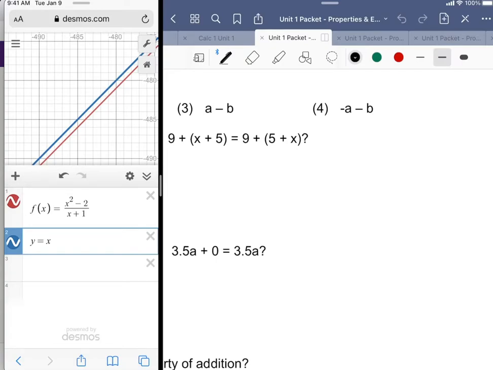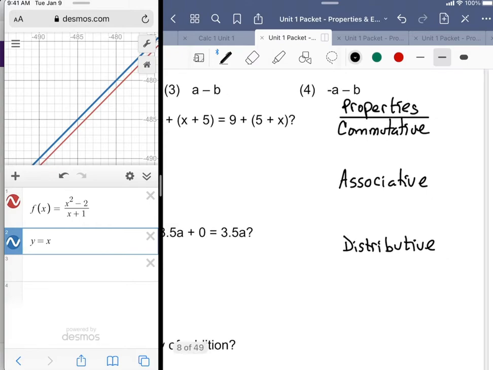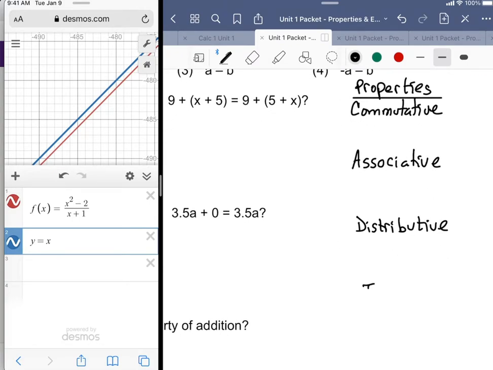We have a few different properties. We have the commutative property. I'm just going to, like I said, jot it off on the side here. Commutative. So these are properties. We have the associative. Distributive. Identities. And inverses. All right.